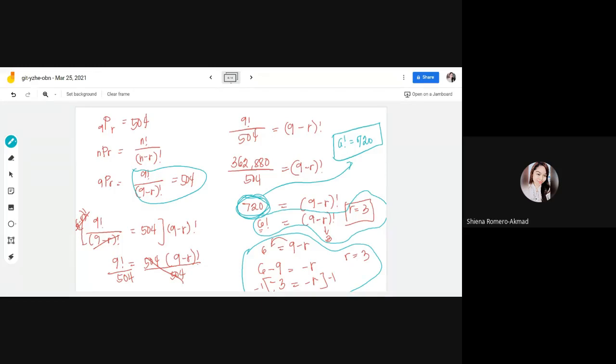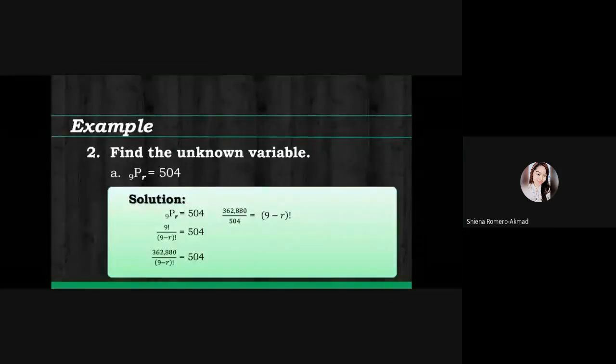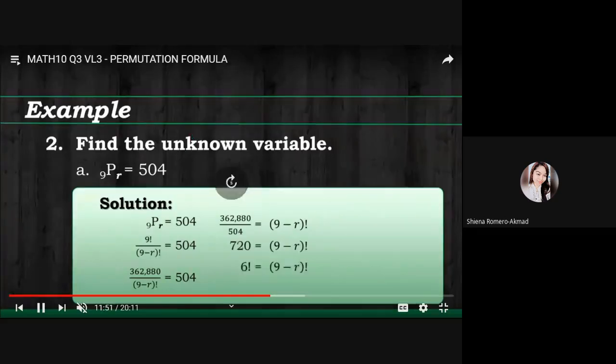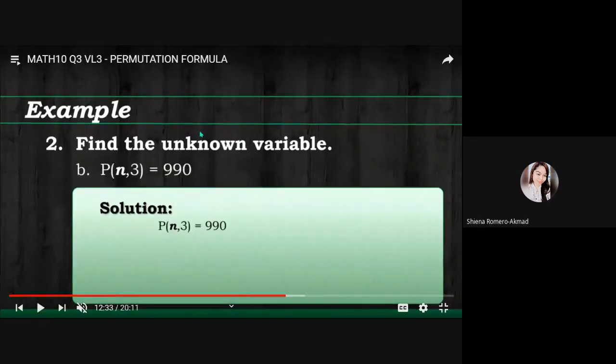Now, next example is how about if we are asked to, wait lang, tapusin na natin to. And R is 3. So let us have letter B. Let's solve this. So B is, permutation of N taken 3 at a time is equal to 990.